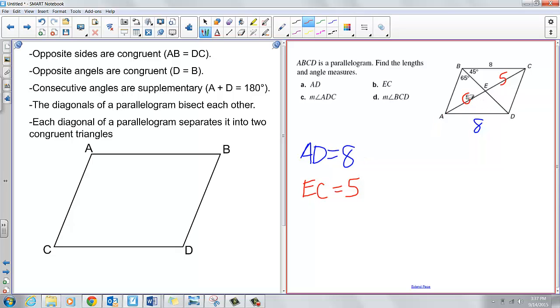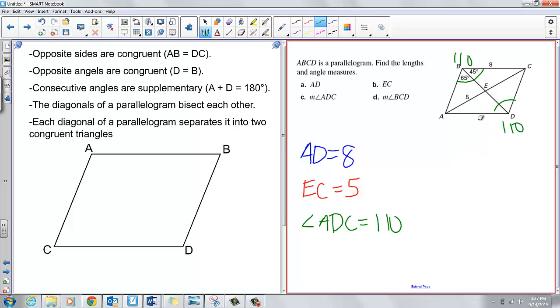Angle ADC. Alright, so we can use the second property there that says opposite angles are congruent. So if this is 65 plus 45, which is 110, that means that the angle ADC must also be 110. So angle ADC is equal to 110.